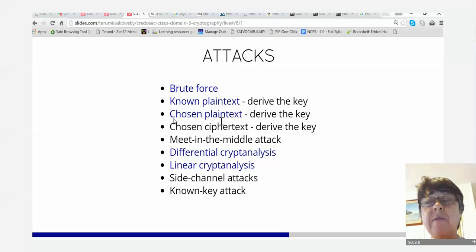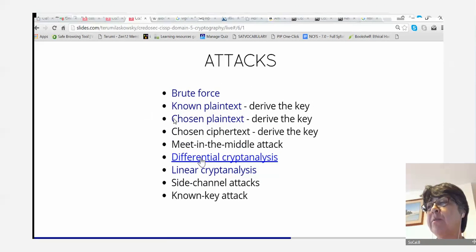Chosen ciphertext goes the other way. You can decrypt. So you say, I'll take this garbage that I have and see what comes out. I'll put that in there. What comes out? So you're doing the opposite. But once again, the only thing you don't have is the key. I will talk about the meet in the middle attack, the differential cryptanalysis and linear cryptanalysis. They're all in the same place.